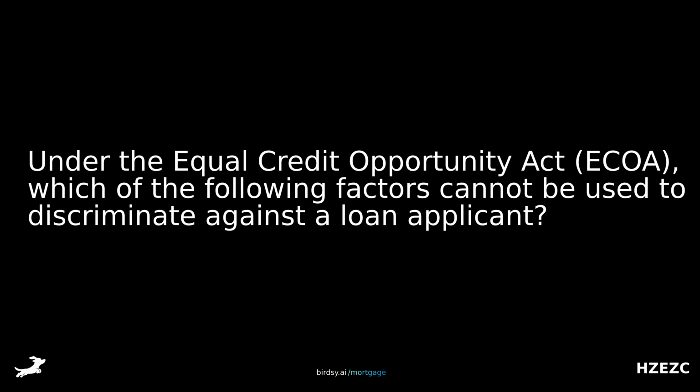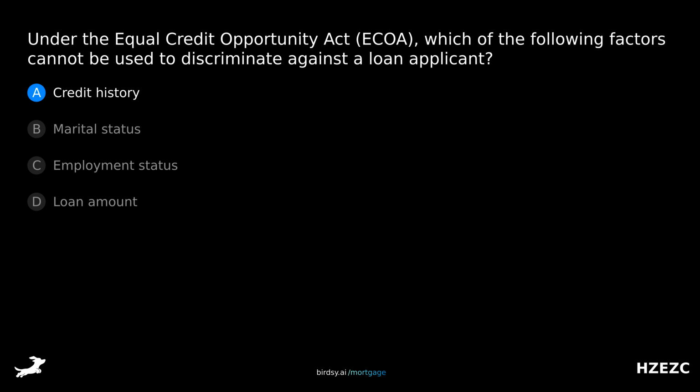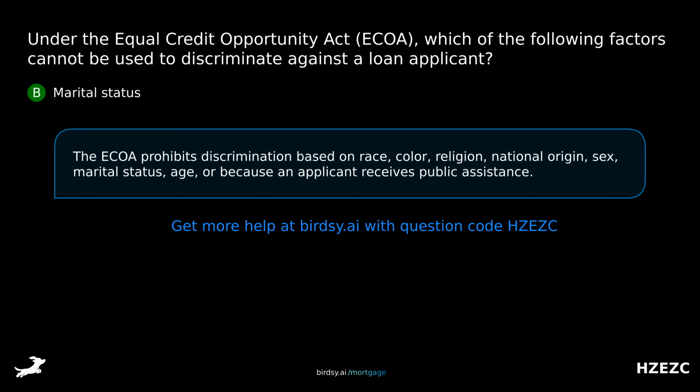Under the Equal Credit Opportunity Act, which of the following factors cannot be used to discriminate against a loan applicant? Is it A. Credit history, B. Marital status, C. Employment status, or D. Loan amount? The answer is B. Marital status. The ECOA prohibits discrimination based on race, color, religion, national origin, sex, marital status, age, or because an applicant receives public assistance.